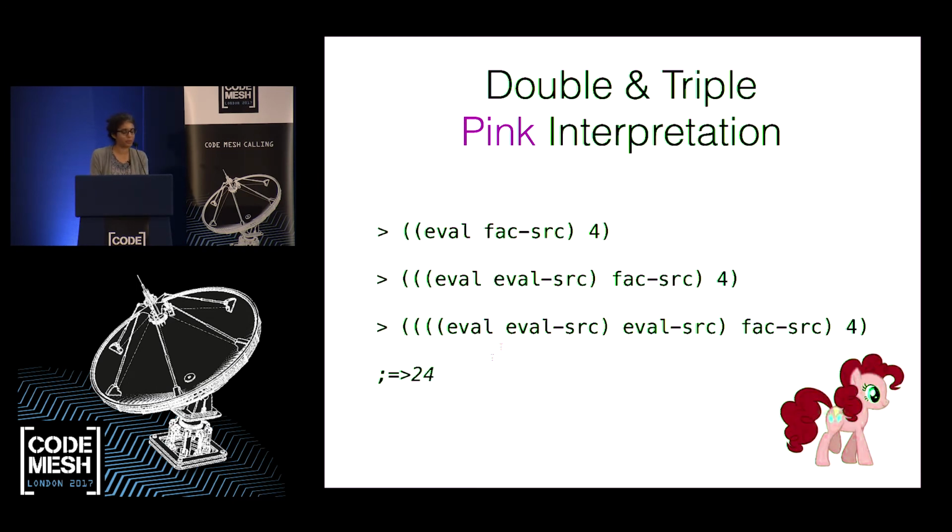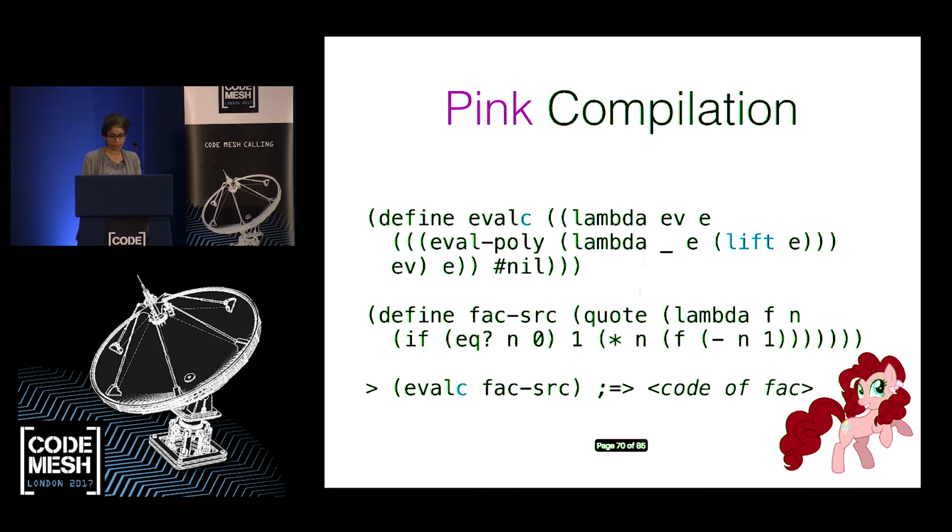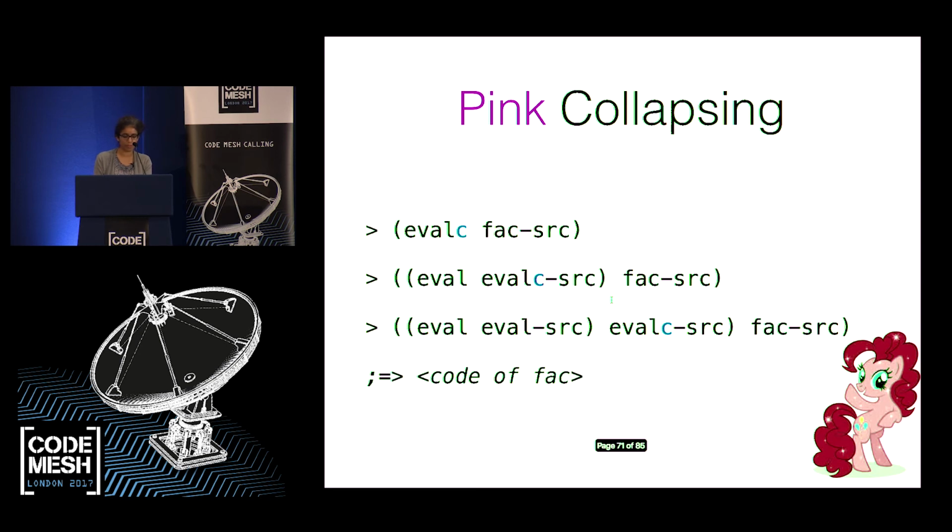And I can also do double and triple interpretation. This is slowing things down, but it will still give you the right answer. So you can think of this as a mini tower in some sense. OK, so what about compilation? So for compilation, we just use lift as the maybe lift. And now, if I do eval-c of factorial source, I get the code of factorial in a normal form and everything.